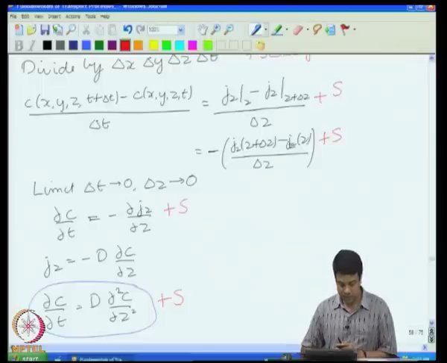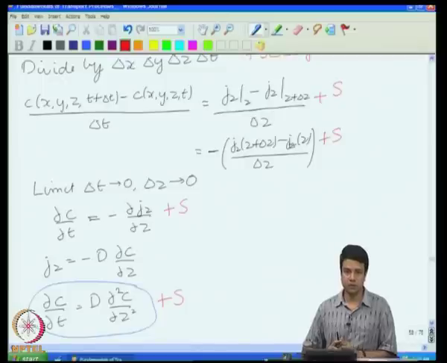And you can see that dimensionally this entire equation makes sense. dc by dt: C is the concentration, mass per unit volume, so dc by dt is mass per unit volume per unit time. Therefore, S also has to have dimensions of mass per unit volume per unit time.